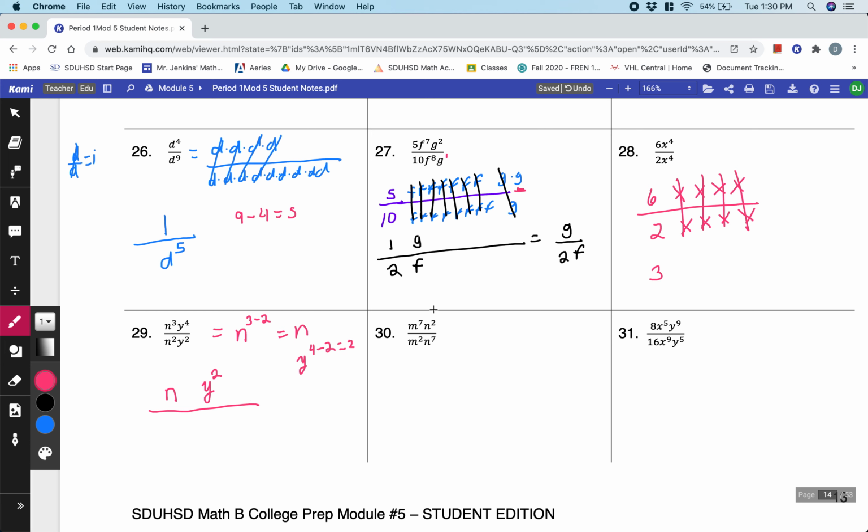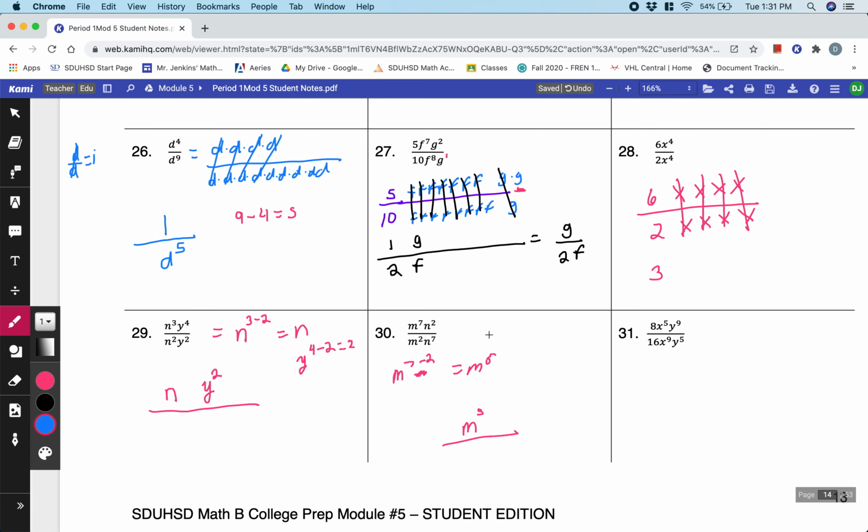Let's go and look at these now. I have m to the 7th over m to the 2nd. So I would do m to the 7th minus m to the 2nd. And I'm basically kind of crossing them off, and that would give me m to the 5th. And I figured out, oh, I have more on top than I do on the bottom, so I would put m to the 5th on top.